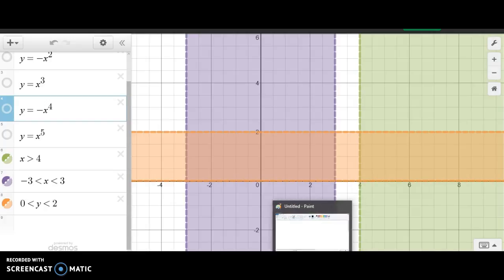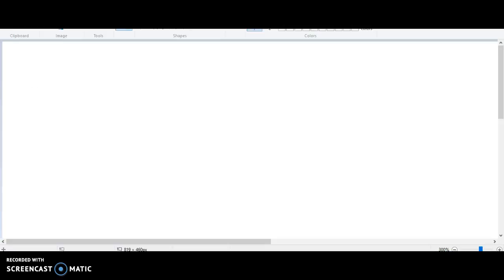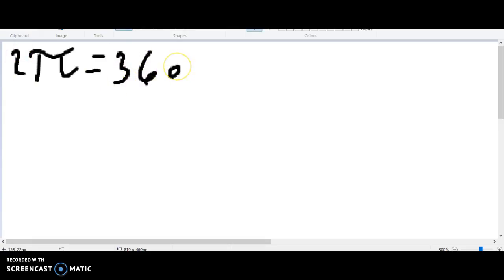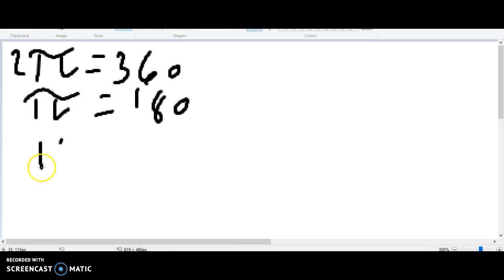So let me just find it here. So since we know that 2 pi is equal to 360, that means that pi is equal to 180. And since we know that pi is equal to 180, we can put in any radian. Like, so say we have the angle is pi over 3.